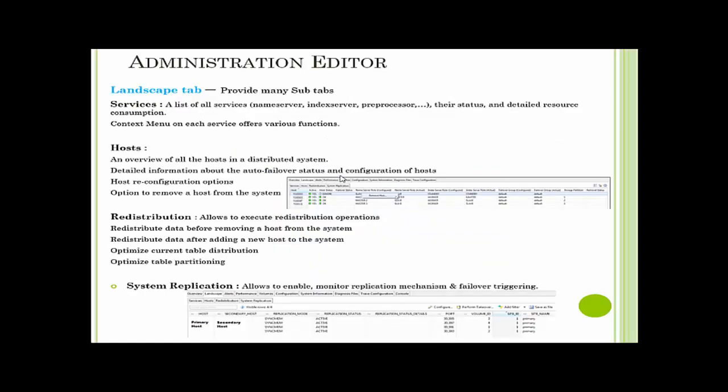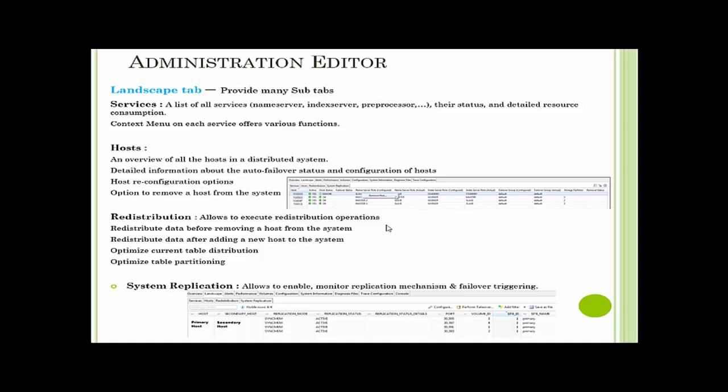Now let's move on. That was about the overview tab. Now coming to the landscape tab, it provides many subtabs like services, hosts, redistribution, system replication. This landscape tab is primarily used in case of a distributed system, wherein we have multiple hosts to be monitored.